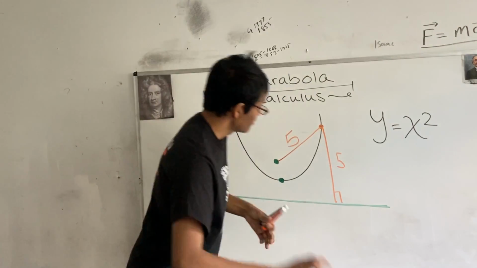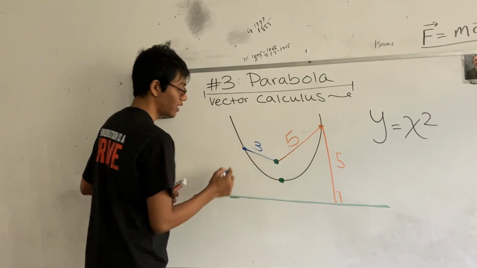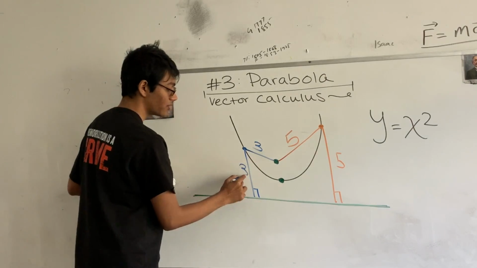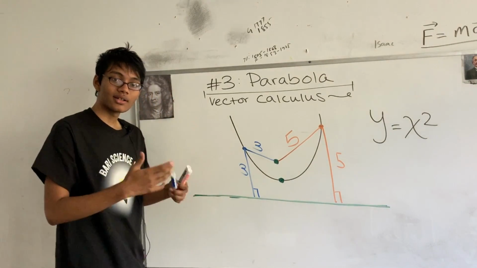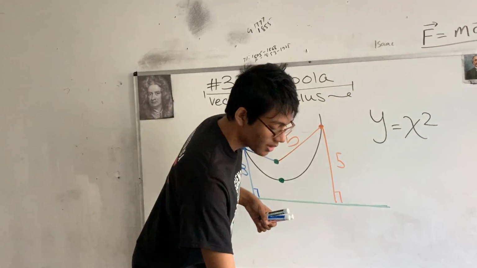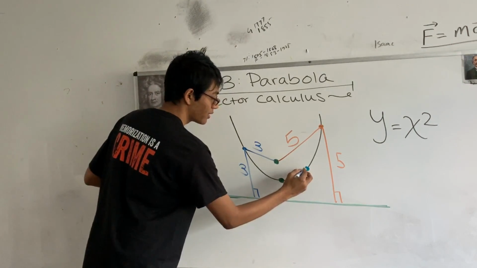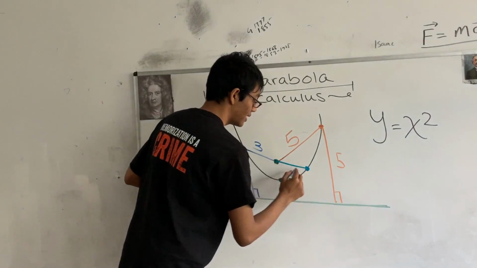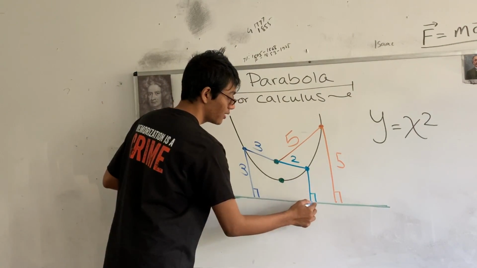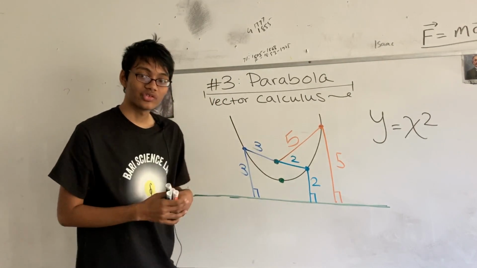I can pick another point. Let's say you pick this point. This point is probably 3 units away from the focus, but that means it would also have to be 3 units away from the directrix. And now you're starting to get an idea of why this is so important, right? Pick another point. Let's say you pick a point right here. Maybe that's 2 units away from the focus. Then it would also have to be 2 units away from the directrix. Now you start to see how the parabola is constructed.